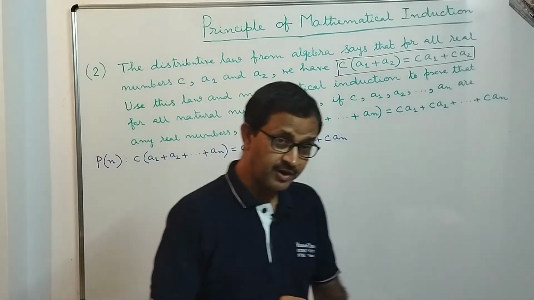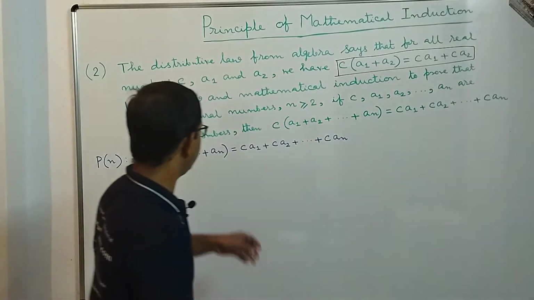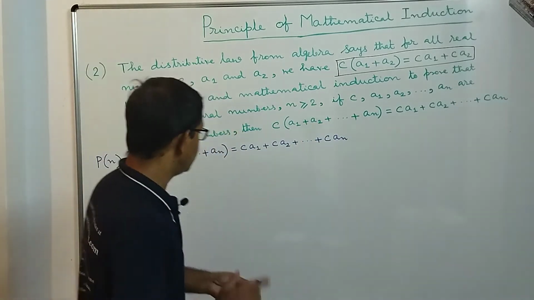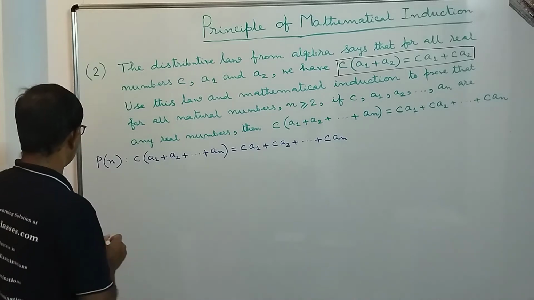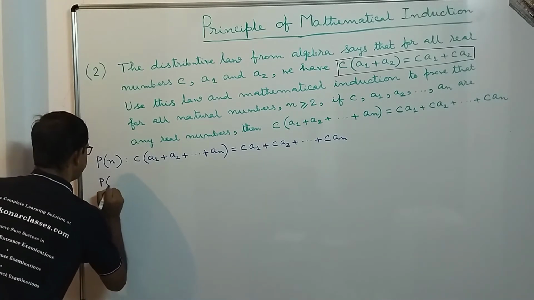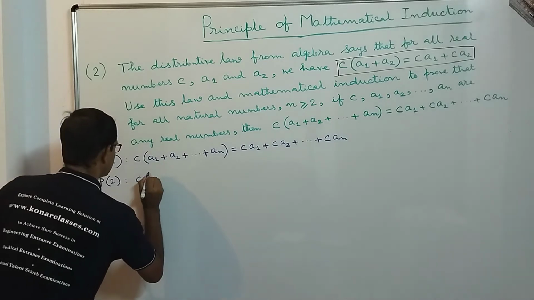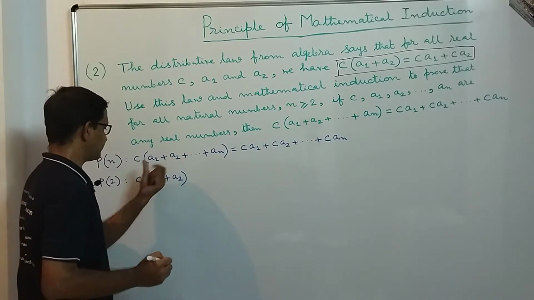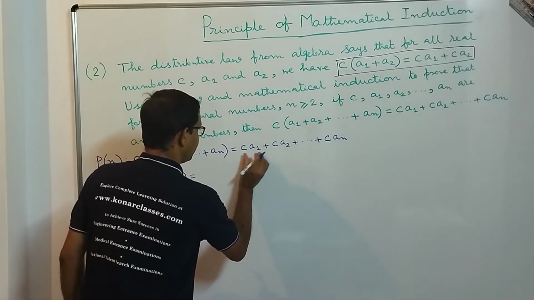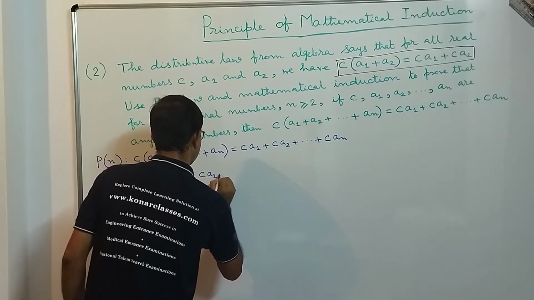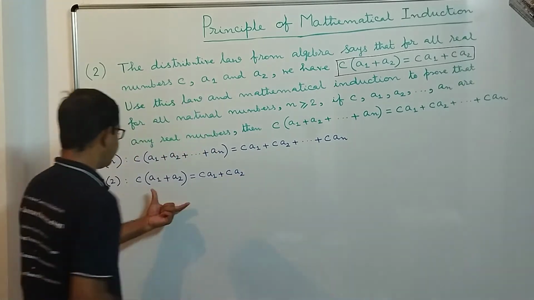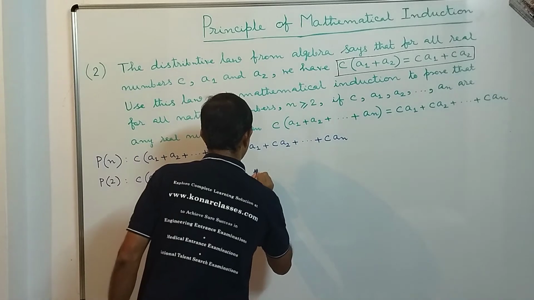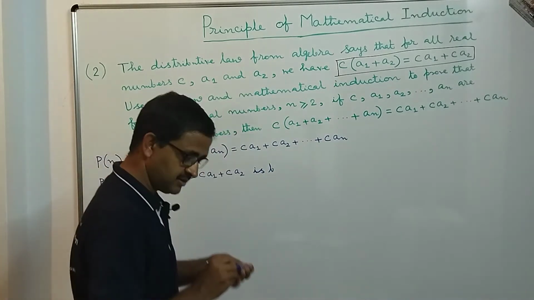Now what we need to prove first is that P2 is true, because according to the question we need to prove that for all natural numbers n greater than or equal to 2, so it starts with 2. So we need to first prove that P2 is true. So what is P2, by the way, dear students? P2 stands for c into (a1 plus a2). We take n equal to 2, that means the first two terms. So that is equal to ca1 plus ca2, and that is true from the given distributive law. Okay, so that is true.